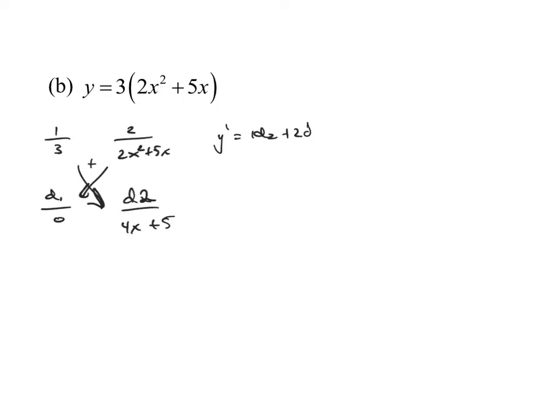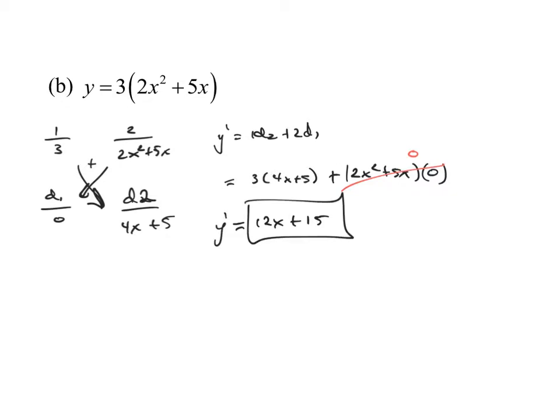So if I did 1d2 plus 2d1, in this case it would be 3 times 4x plus 5, plus 2x squared plus 5x, times the derivative of the first, which was just 0. Of course, 0 times anything is 0. So I'd do 3 times 4x plus 5, which is 3 times 4x is 12x, and 3 times 5 is 15. So my final answer should be 12x plus 15. Did I need to do that, though? And the answer is no.